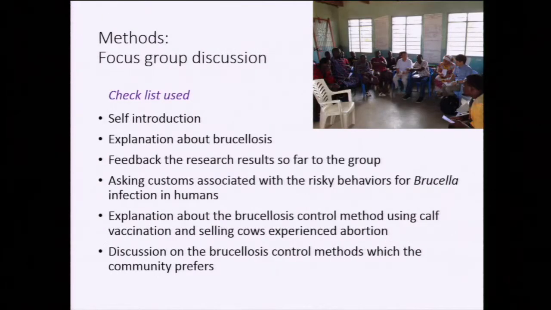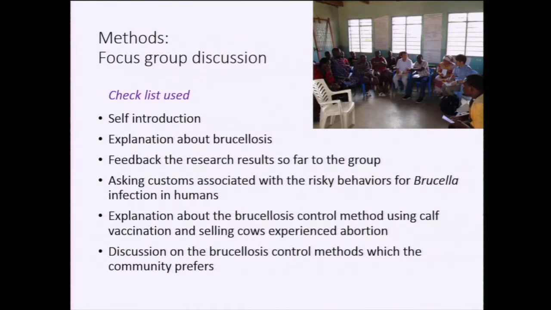We used focus group discussion to answer the questions. I prepared a checklist of these items. In participatory epidemiology, you don't need to follow exactly the sequence of the questions. You can jump to other questions when the community starts to discuss. It included self-introduction, explanation about brucellosis to provide knowledge, and feedback of the research results as a group.